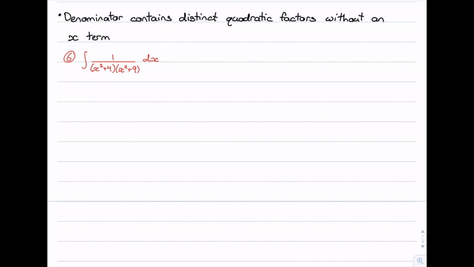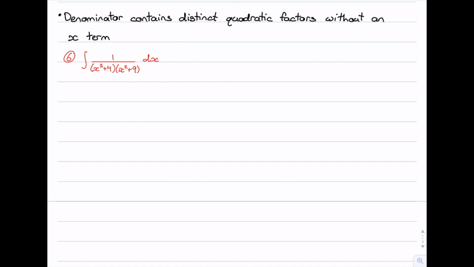In this video, we're going to look at partial fractions where the denominator contains distinct quadratic factors without an x term. Now, we've already looked at what happens when we have irreducible quadratics in the denominator. However, those were general quadratics. Here we're looking at a very particular case. We're looking at when there's only an x squared and a constant term. That's to say that there is no x term in our quadratic.